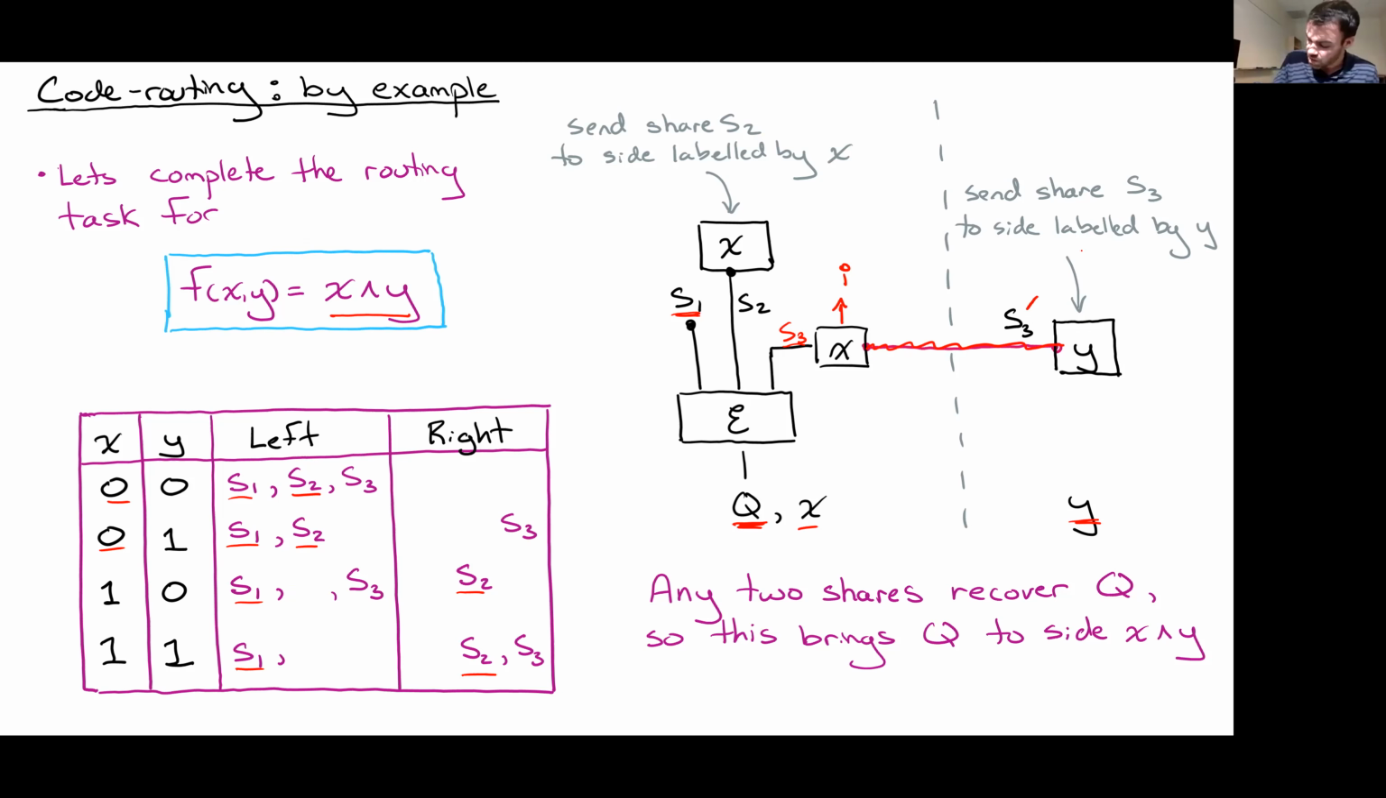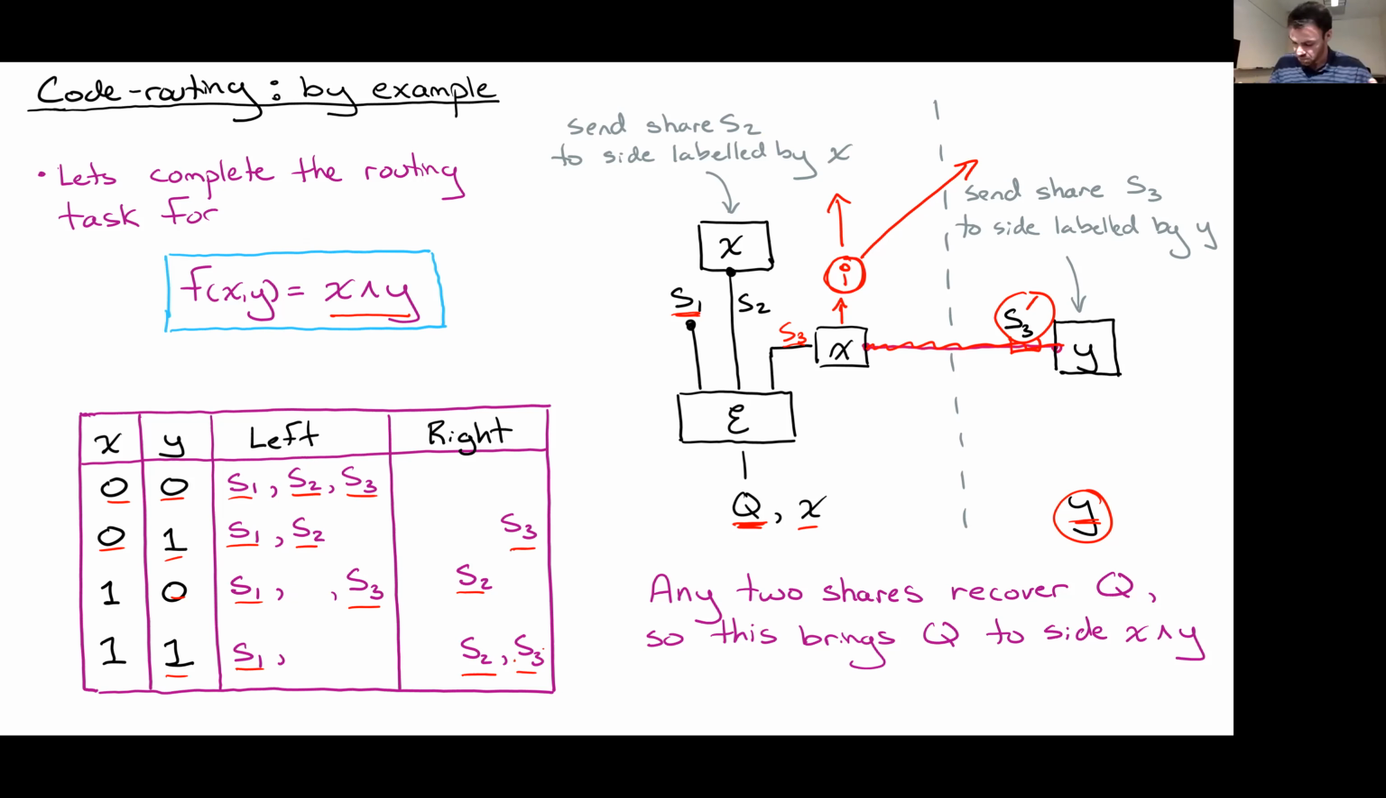Then I take S3 prime, I send it to the side labeled by Y, the left or the right. And on the left, I got this measurement outcome. This is a classical outcome. I can copy it. I'm going to send it to the left and to the right. So then on the side labeled by Y, I will end up with S3 prime, which has this Pauli correction. I will also end up with the outcome I. I use that to undo the Pauli at S3 on the correct side. So when Y is 0, S3 is on the left. Y is 1, S3 is on the right.